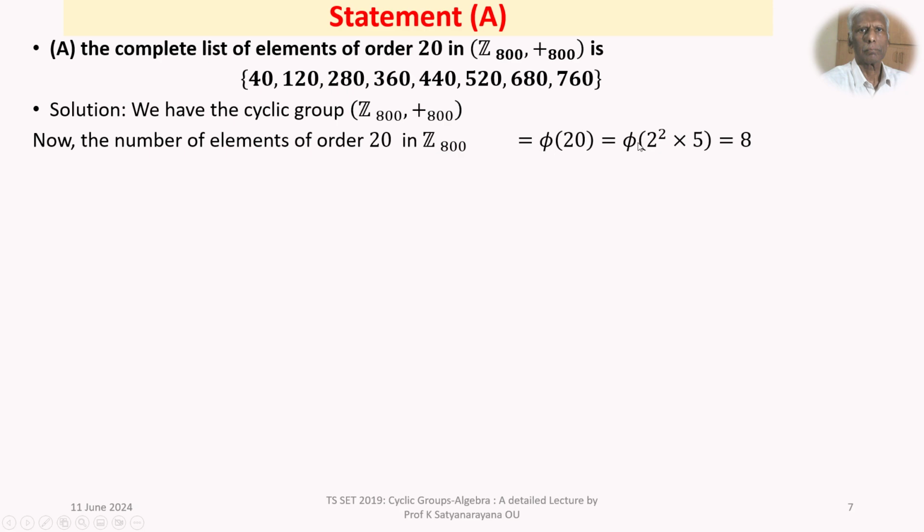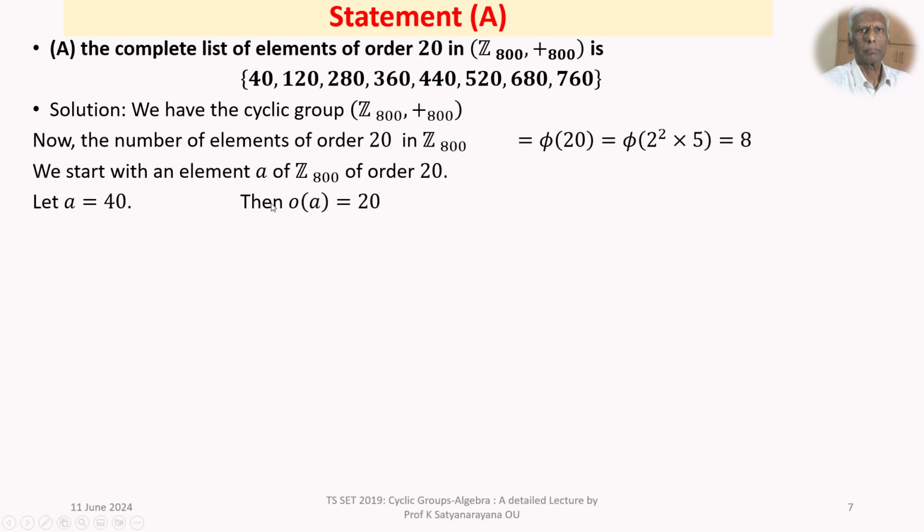Phi of 20, with prime factorization 2 squared into 5, is 2 squared into 5 into (1 minus 1/2) into (1 minus 1/5). Simplifying, you will get 8. Phi of 20 is 8. So we start with an element a of Z800 of order 20. What is the least element whose order is 20? Obviously it is 40, since 40 times 20 is 800. So let a equal 40. Then the order of a is 20.